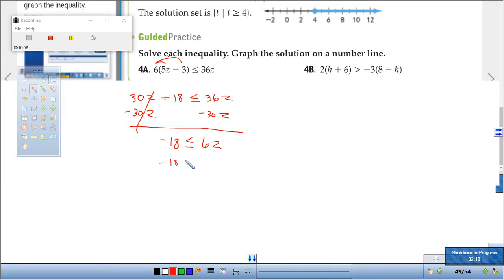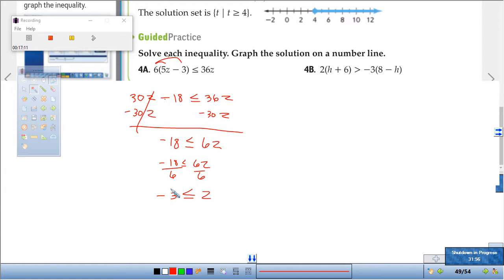The situation now is negative 18 is less than or equal to 6Z, divided by 6, divided by 6. Guys, the variable is here. That number next to it, I divide by it. That gives me 1Z, and I want 1Z. This stays here, a Z. This gives me a negative 3. Sir, but you got a negative, so I switch it over? No. Did I divide by a negative? Are these things that I'm dividing by a negative? No, right? So it doesn't switch.